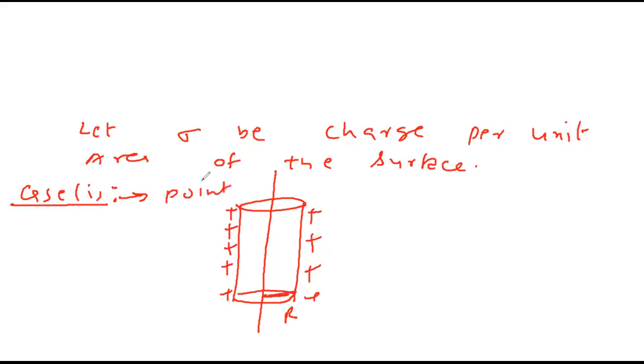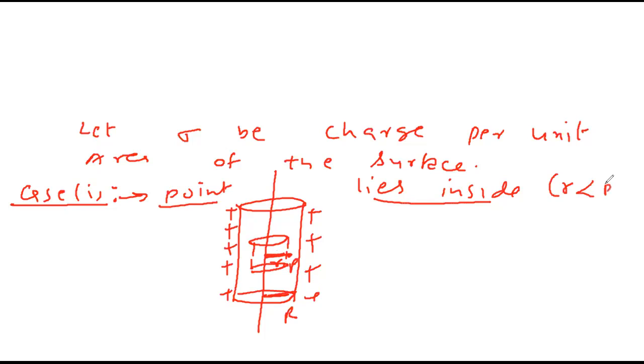Case 1, point lies inside. Now if the point lies inside and I draw a Gaussian cylinder such that it has radius r, it will pass through point P. Point lies inside means distance from axis is less than radius. What is the charge enclosed by this Gaussian cylinder? Zero, correct. Charge enclosed is 0.